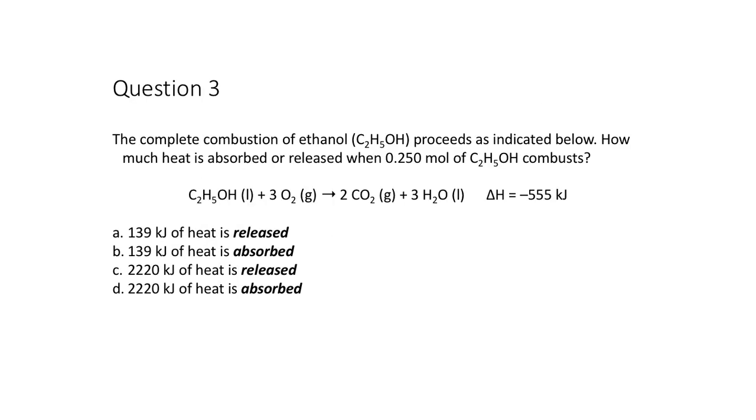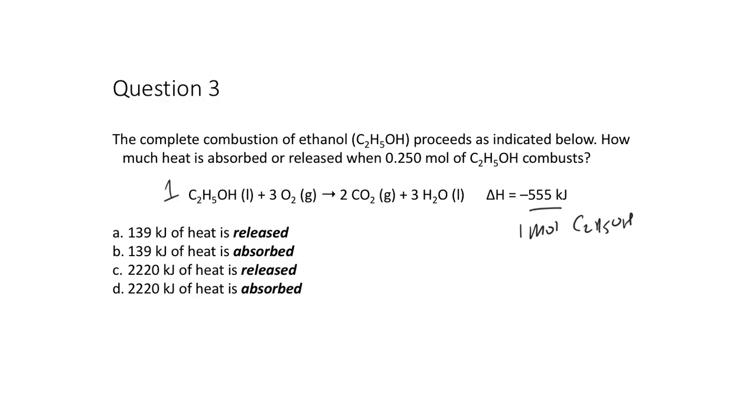The complete combustion of ethanol proceeds as indicated below. So we have an indicated delta H for the process here. How much heat must be absorbed or released when 2.5 moles of ethanol combusts? Well, according to our balanced combustion equation, when 1 mole of ethanol combusts, that minus 555 kJ of heat is changed by the reaction. The reaction would lose 555 kJ of heat for every 1 mole of C2H5OH.